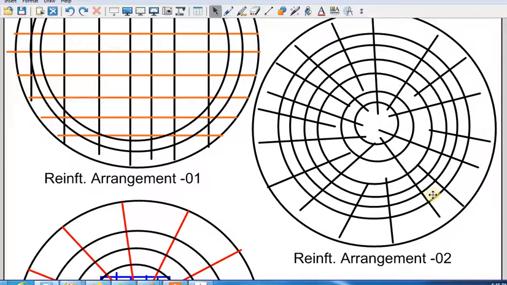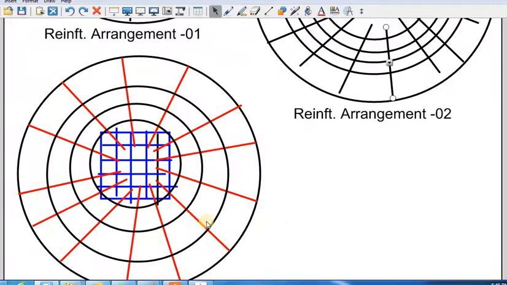The problem here is that we cannot take all the bars up to the center, because there will be high congestion there. So the spacing we got will be provided at the edge. As we come towards the center, we will cut the bars somewhere, to maintain the spacing and avoid congestion at the center. This is another case.